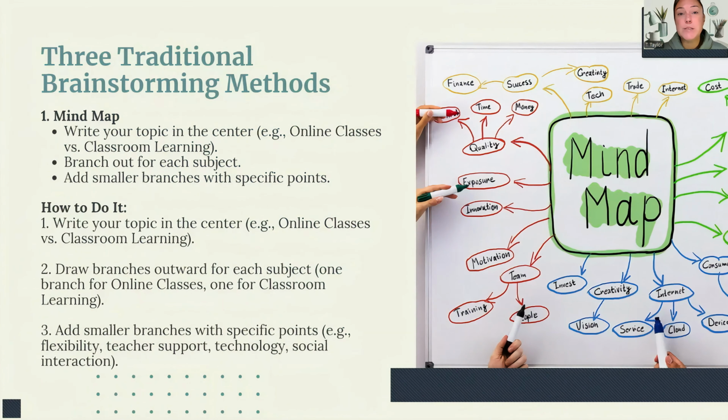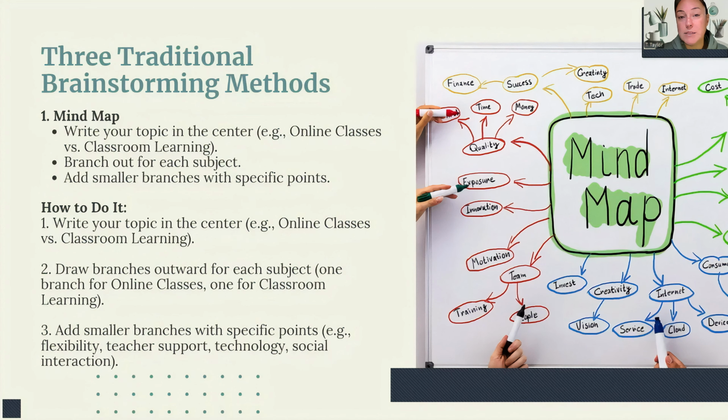So the 3 traditional brainstorming methods are, first of all, for the mind map, what you want to do is write your topic in the center. For example, you could write in the center of the page or center of the image on your screen. You could write down online classes versus classroom learning, and then all your thoughts, ideas, and knowledge you have about that. Branch out for each of the subjects. And you could add smaller branches and specific points.